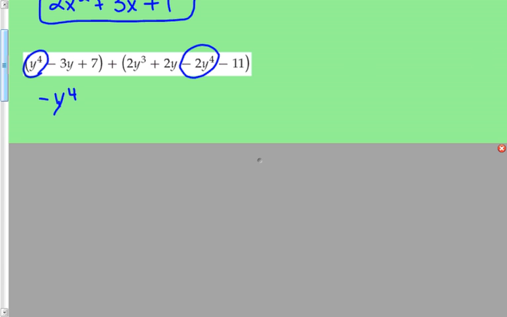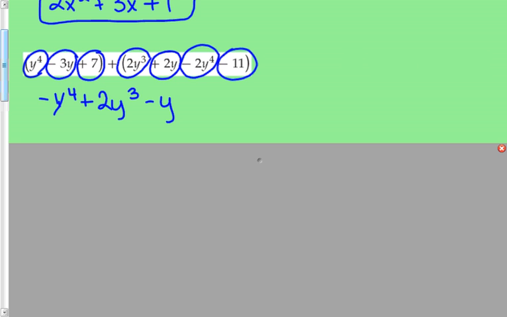Okay, the next one, I see a y to the third in the second polynomial, but no y to the third in the first. So all I'll do is bring this 2y to the third down. There's nothing to combine it with. Okay, then we'll have negative 3y and a positive 2y. So that'll leave a negative y. And then I've got a positive 7 and a negative 11, which will give us a negative 4. And there we are, finished.